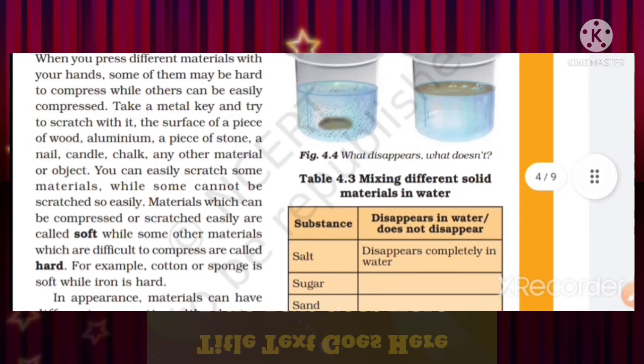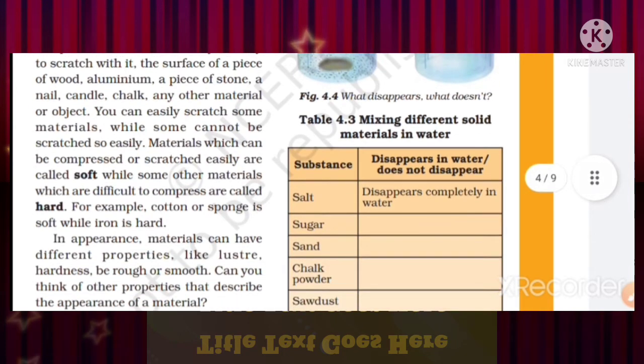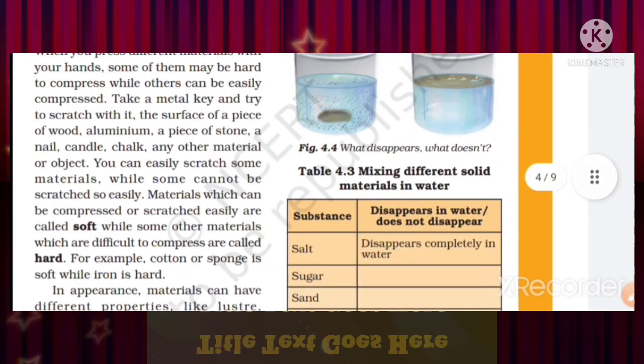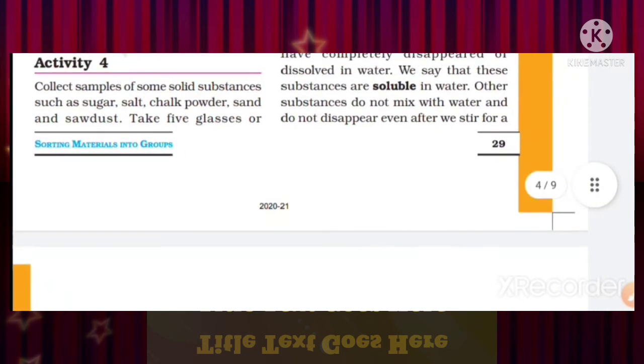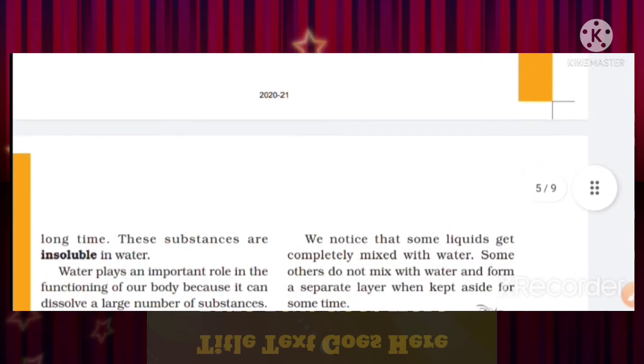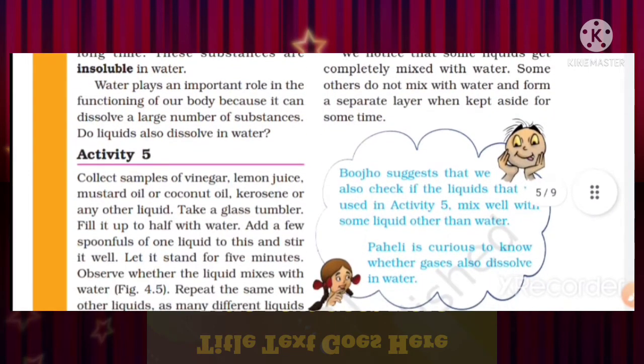Okay, can you see the picture of mixing different solid materials? Salt, it will disappear completely. Sugar, it also disappears. Sand, no. Chalk powder, no. Sawdust, no. So you can see that salt and sugar are completely soluble in water. They will disappear. That means they are soluble in water. And substances that do not mix with water and do not disappear even after we stir for a long time are called insoluble in water.